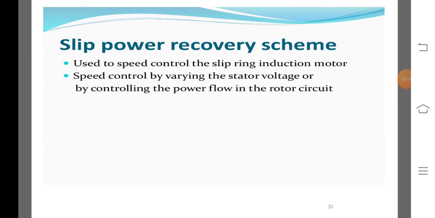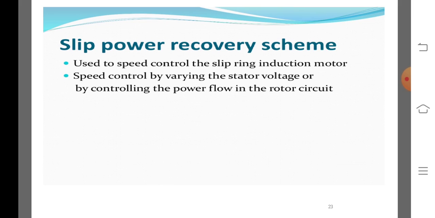Let's go with the slip power recovery scheme. In this scheme, the frequency of the rotor circuit is at slip frequency, and hence the EMF to be injected must be at slip frequency. If the injected EMF is in direct phase opposition to the rotor induced EMF, the effective rotor resistance increases. So, by controlling the magnitude of the injected EMF, the rotor resistance and the effective speed can be controlled.